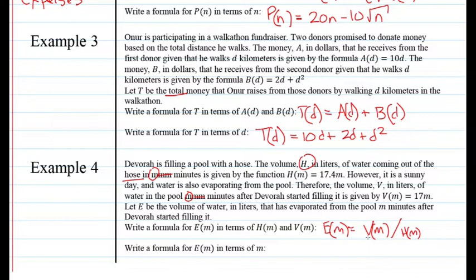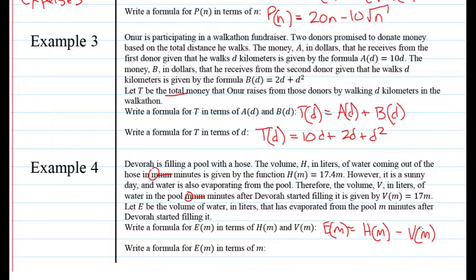No. I'm lost. Okay, I'll tell you the answer and then I'll try to explain this answer. The evaporated water is how much water came out of the hose, H of m, subtracted by how much is actually in the pool, V of m. Let's explain this with numbers instead of symbols. Good, you got it right. I thought you said something else, so if I did say something else, I apologize. This is the correct answer.